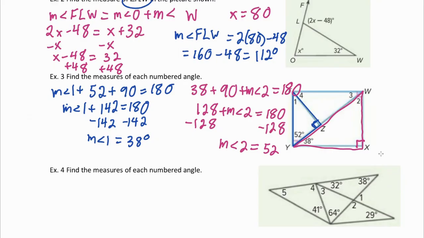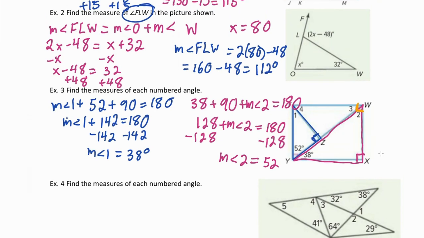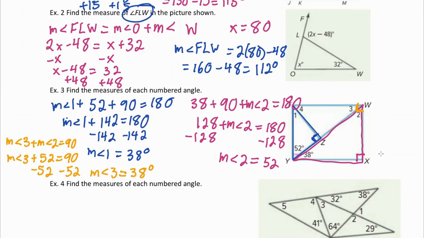So we also should see up here, we have this little right angle symbol. So that means that the measure of angle 3 plus the measure of angle 2 is going to equal 90, right? Because they're going to make a right angle. They're going to be complementary. So we know the measure of angle 2 now. We know that it's 52. And so then we can subtract 52 from both sides and get that the measure of angle 3 is equal to 38 degrees. So we're so close. We just have one more, and that is the measure of angle 4.